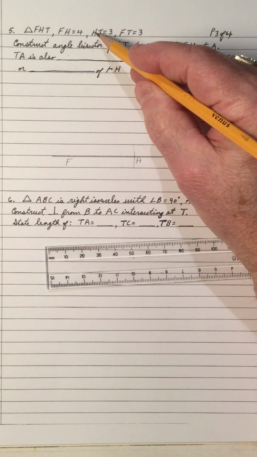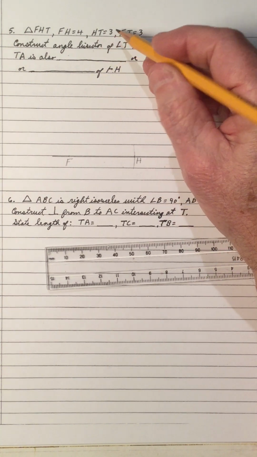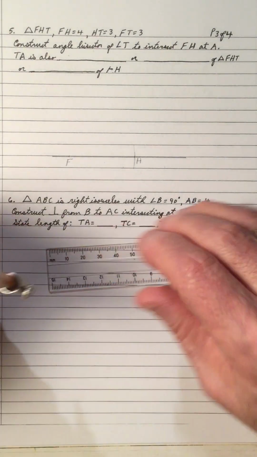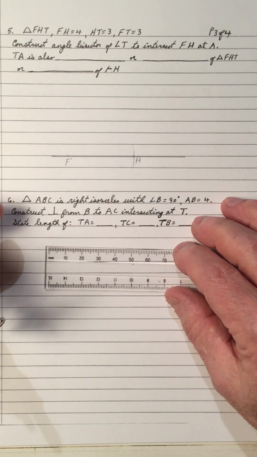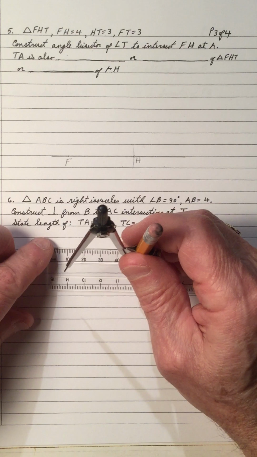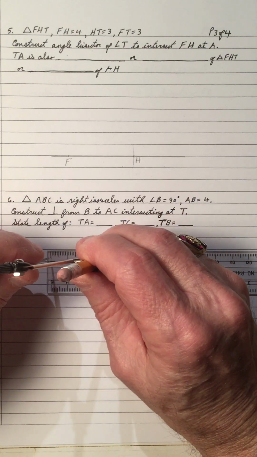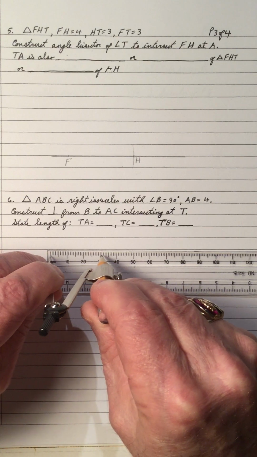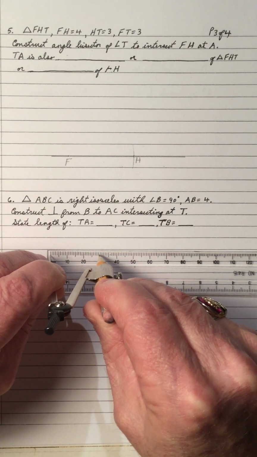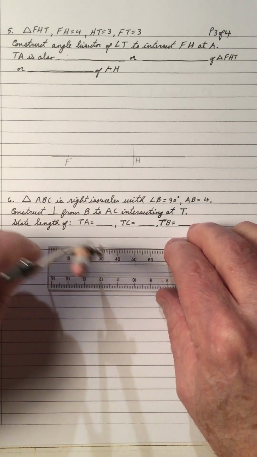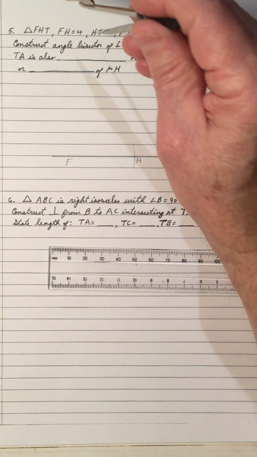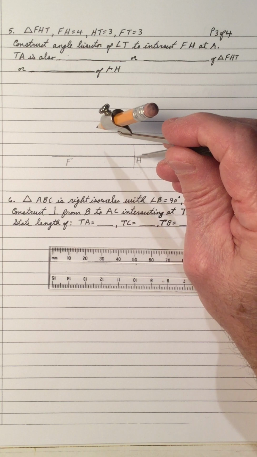Now we got to draw HT as 3. So now we take our compass and we got to mark off 3. And again, my units are in centimeters. So I'm going to mark off a 3. So put the compass right there at the end, and we'll move it in to mark a 3 right there. So there's 3. So it says HT. HT is 3. There's H.